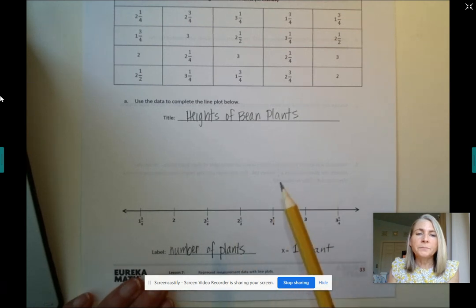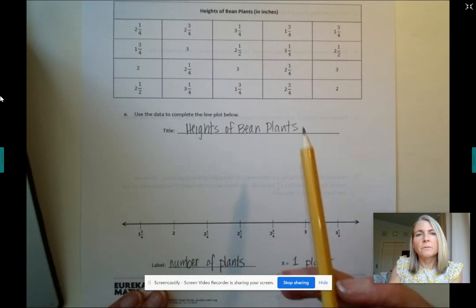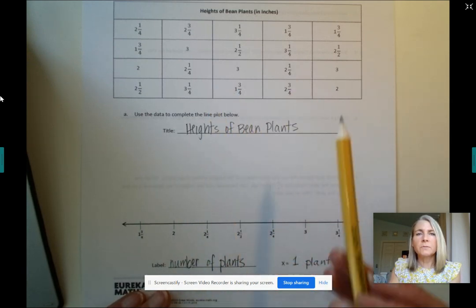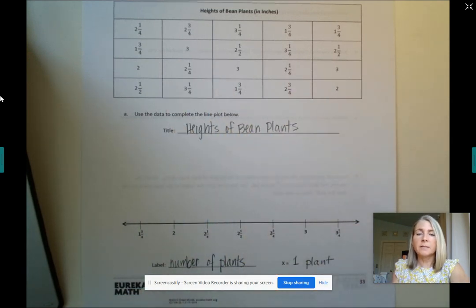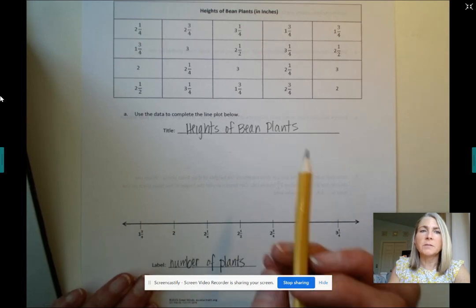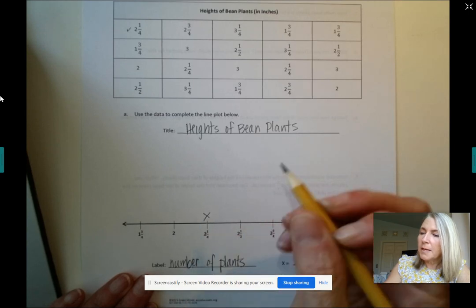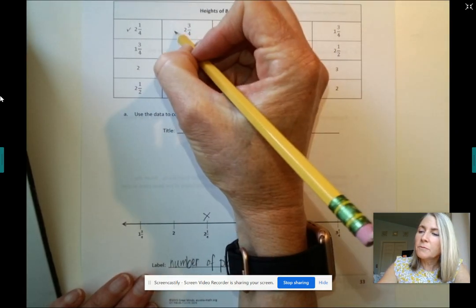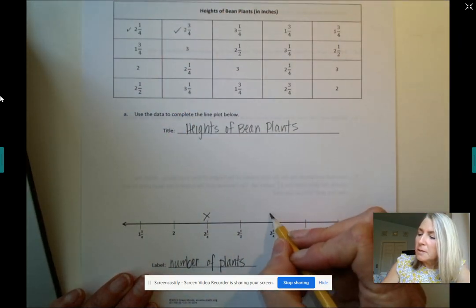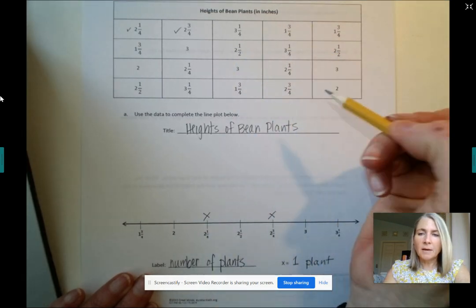Number of plants is what is running down below. So if we take a look at this chart, we need to use this to collect the data. So there's a couple different ways we could do this. We could do 2 1/4 and put an X, 2 3/4 and put an X. You can also go through and count them all up.